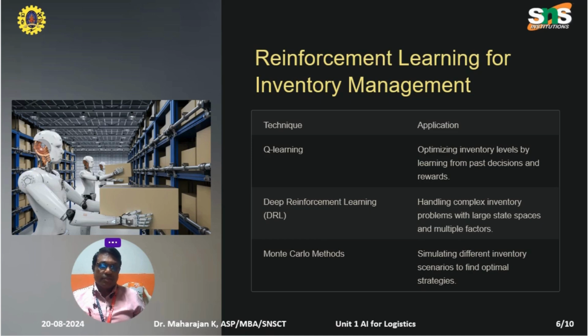Then we have Monte Carlo methods, something like sensitivity analysis. With Monte Carlo methods, we can simulate different inventory scenarios to select the best out of them. Okay, so that is reinforcement learning.